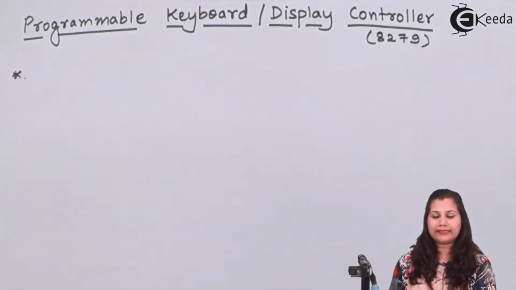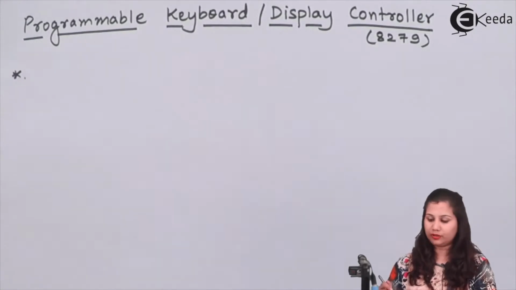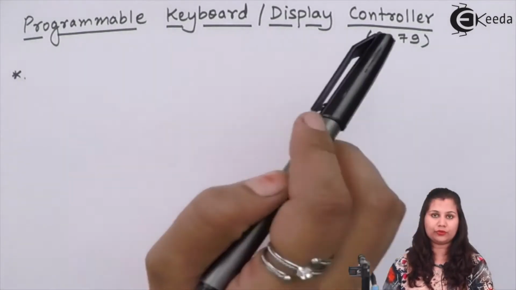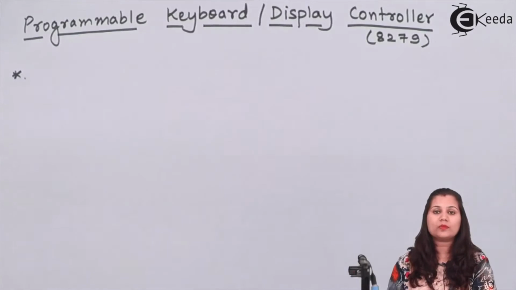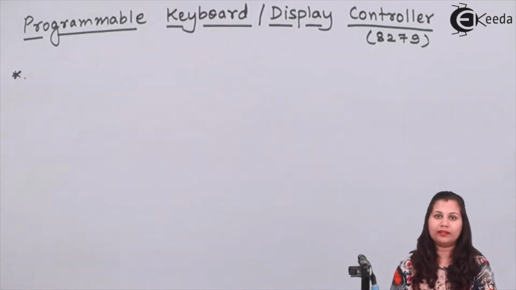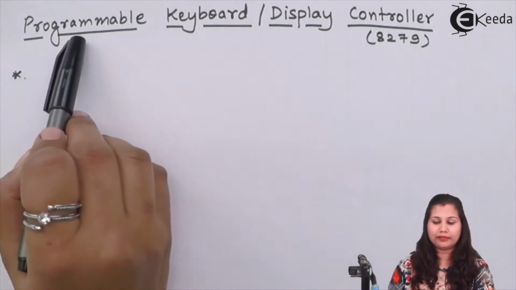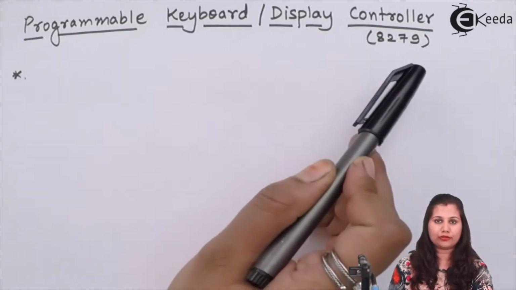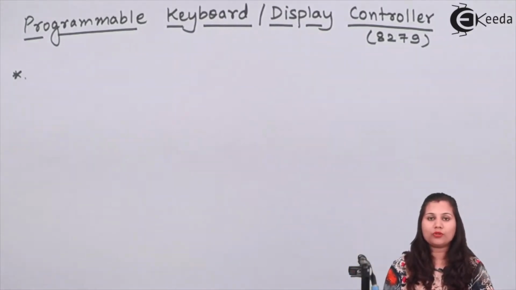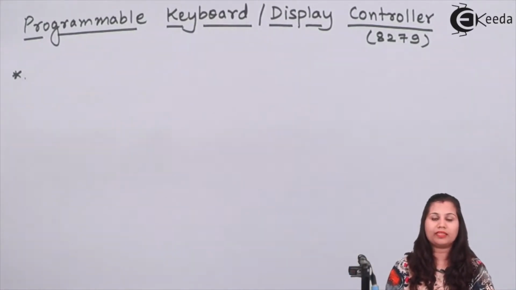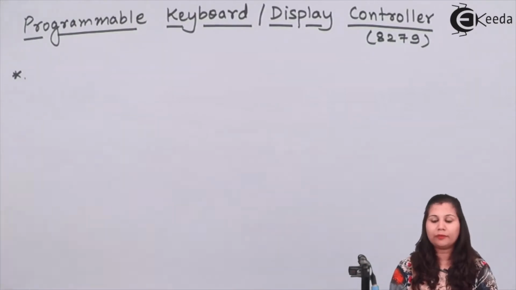The programmable keyboard display controller, its IC number is 8279. It was designed by Intel to interface the keyboard with the microprocessor. That is why its name is Programmable Keyboard Display Controller. Whenever we want to interface the keyboard with the central processing unit or the microprocessor, we use the programmable keyboard display controller as an interface.